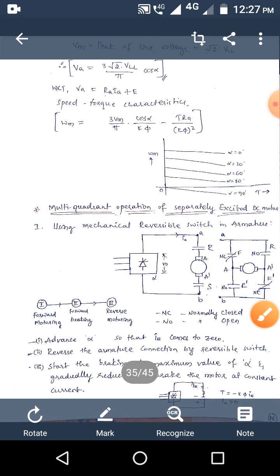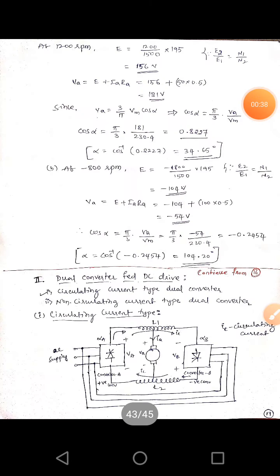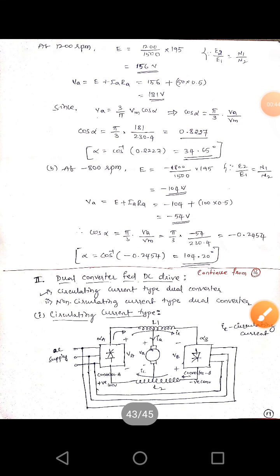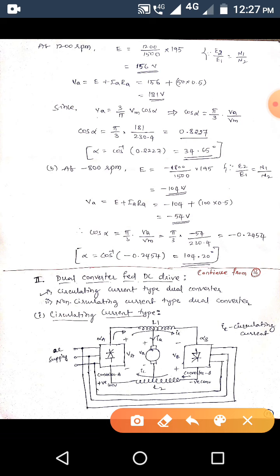So today we'll see the dual converter fed DC drive. Using this dual converter, we can easily operate the drive. There are two types again: the circulating current type dual converter and the non-circulating current type dual converter. First we'll see the circulating current type.